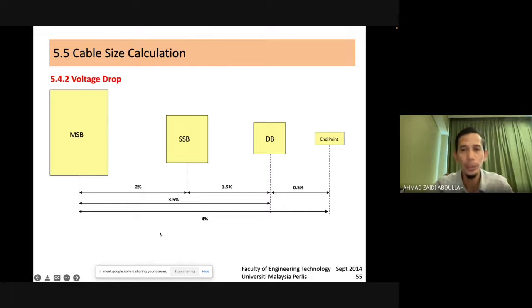But you must have a table like this to show to the owner of the building how you distribute the 4% voltage drop. In assignment 4 we want to see this in your report, and based on this figure we will check your calculation, whether it meets the table that you propose.